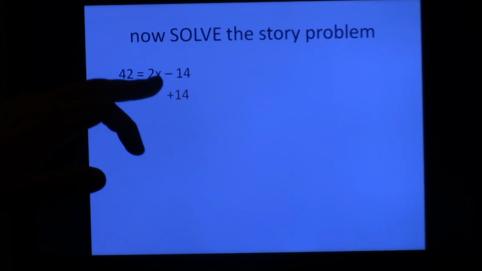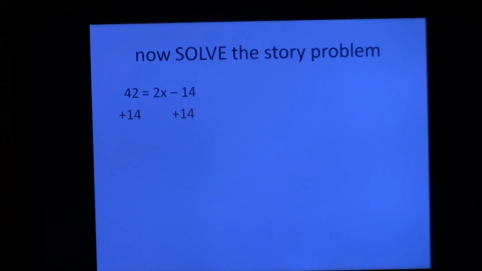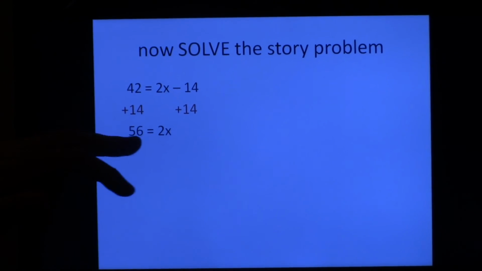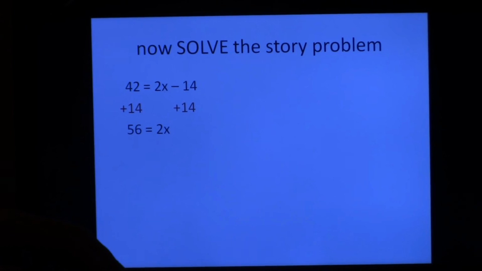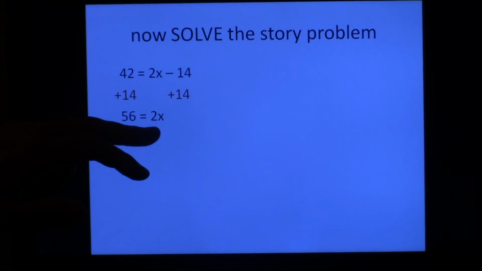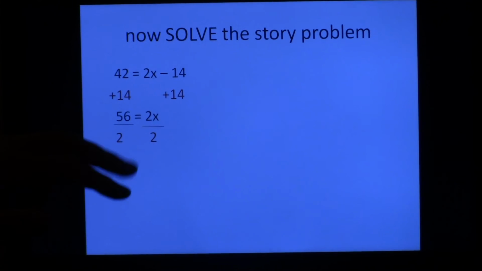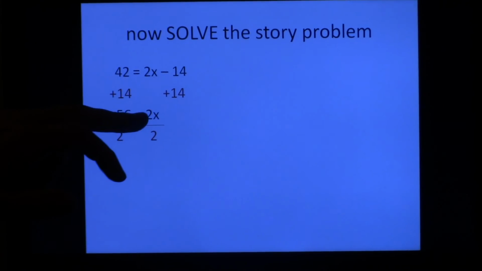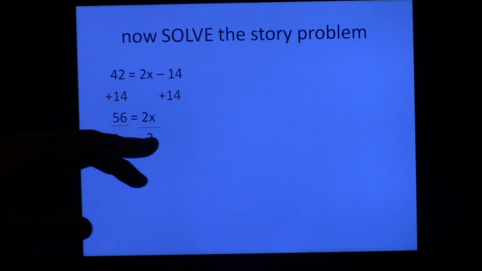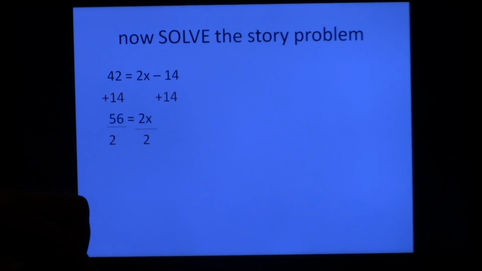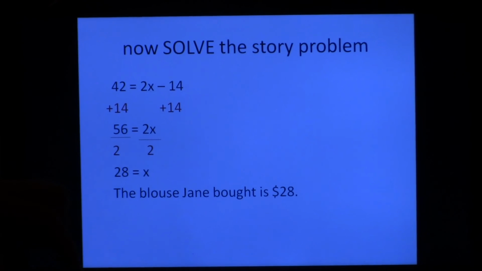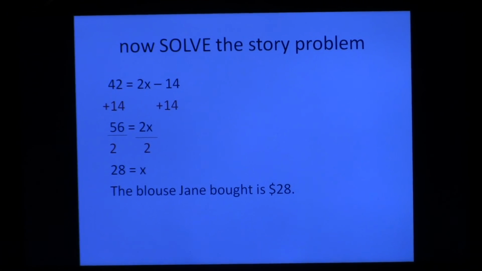So we're going to get 2x on this side, and on this side we're going to get 56. So 56 equals 2x. And then to undo multiplication, we need to divide. So we're going to divide by 2. 2 over 2 is 1, so we have x on the right side of the equation. 56 over 2 is 28 equals x.